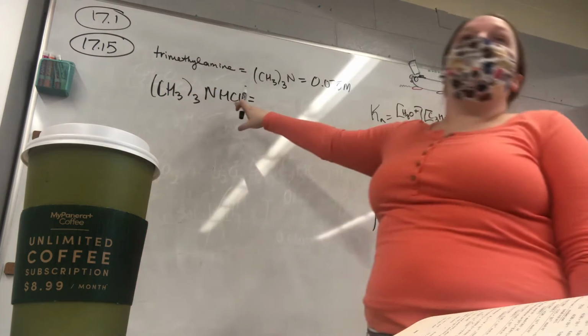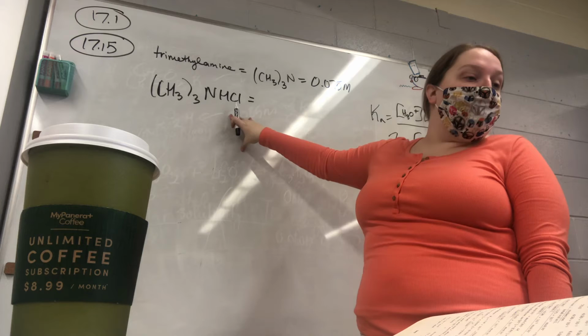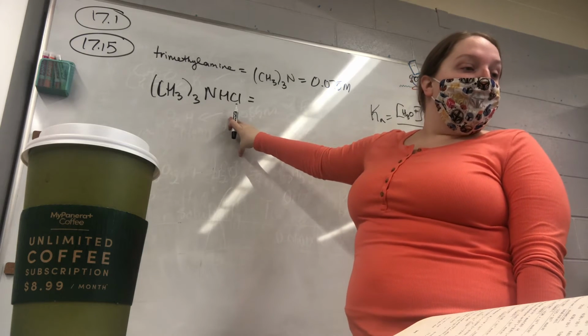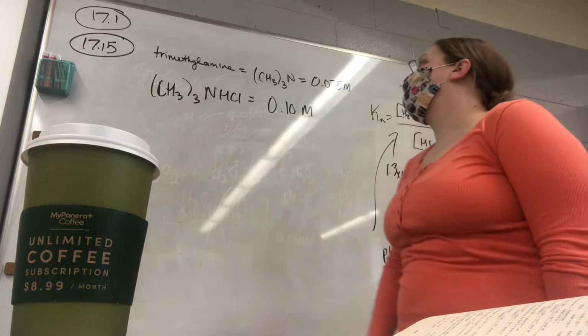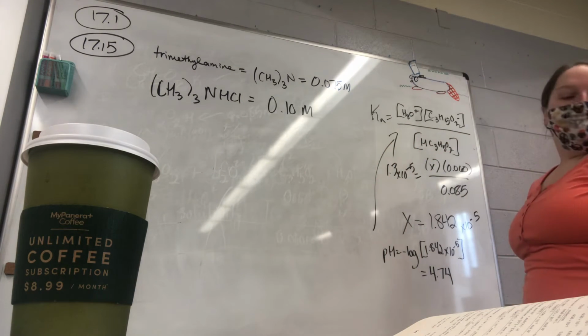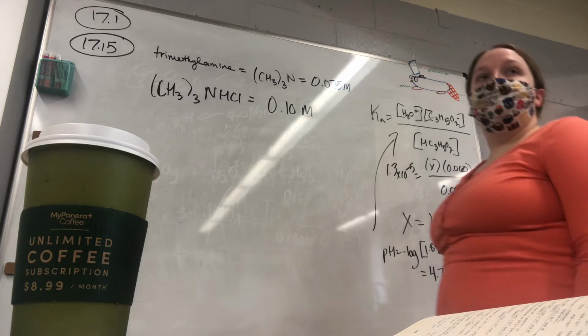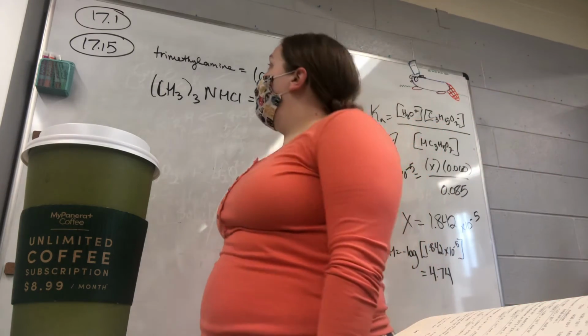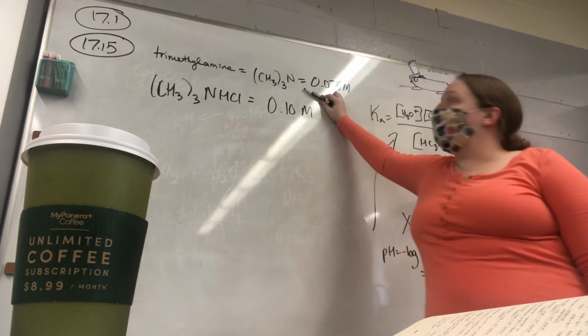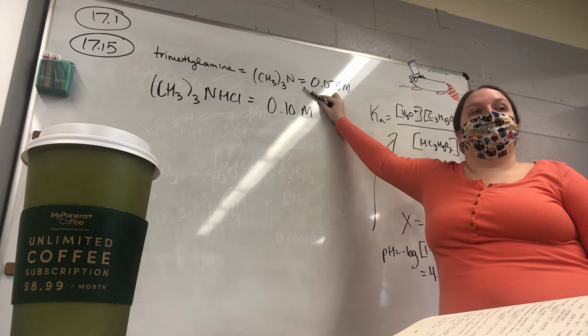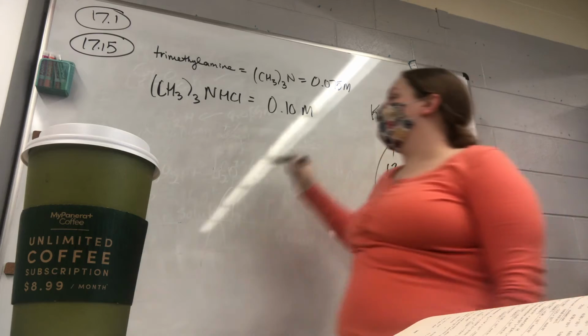All right, so this is the other guide. This is the trimethyl ammonium chloride. It has a concentration of 0.10 molar. All right, so what's our first step? Here goes. The actual equation. First things first. Acid or base? Base.